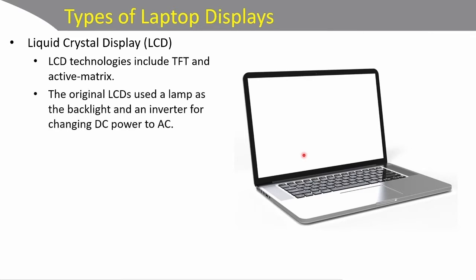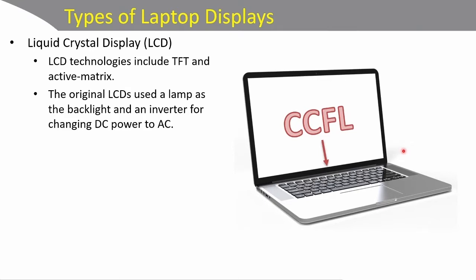LCDs originally used a lamp and inverter to light up the display. Overwhelmingly, this lamp was a cold cathode fluorescent lamp, or CCFL, and it would be somewhere on the bottom of the display here. These generally require AC power.